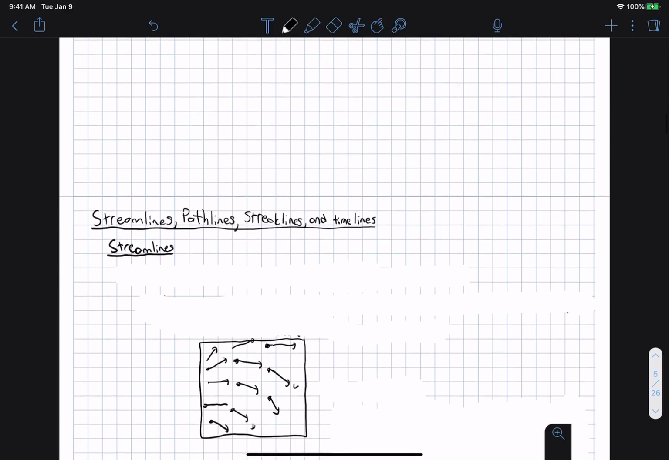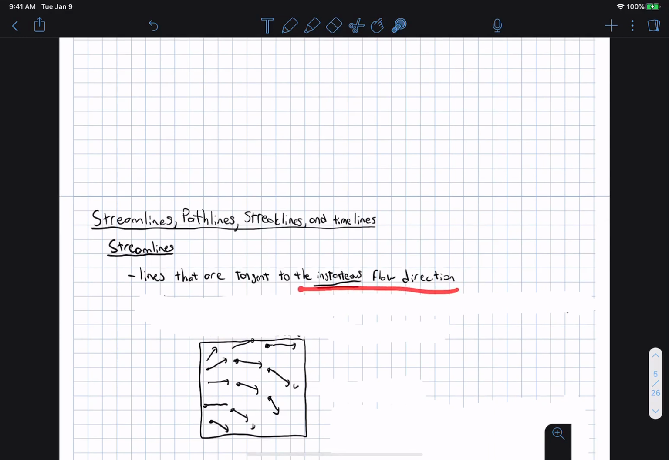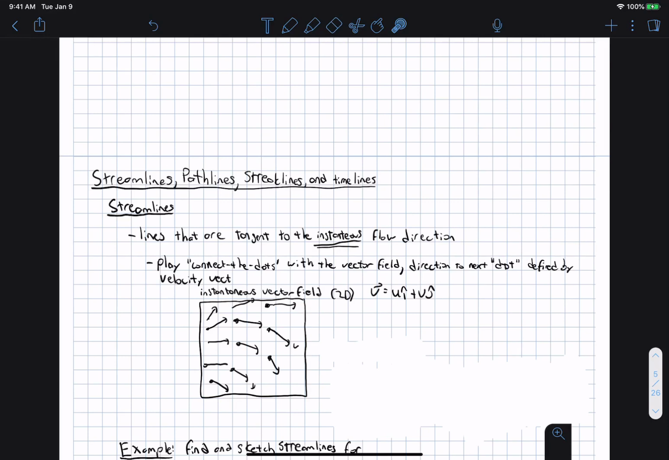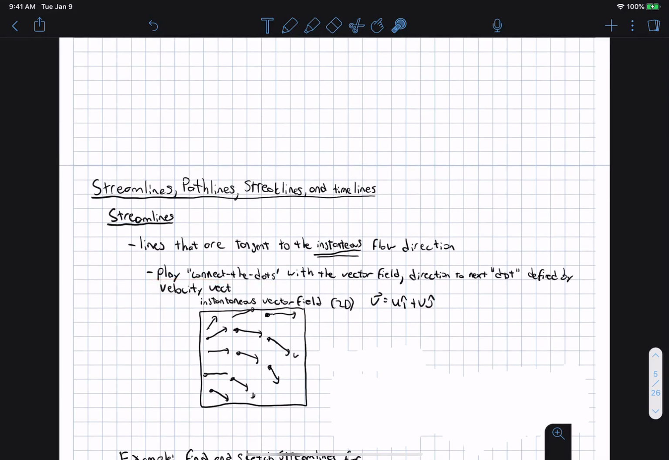A streamline is defined to be a line that is tangent everywhere to the instantaneous flow direction. If we draw a vector field like I have here, to find a streamline, all we need to do is connect the dots with the vector field, and the direction to the next dot is defined by the direction of the velocity vector.